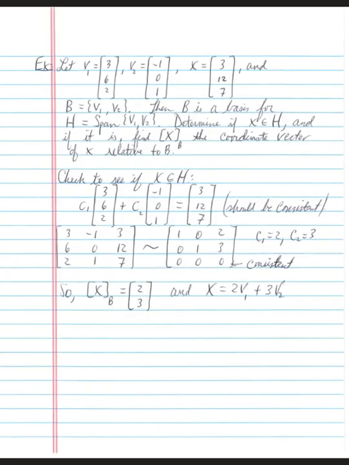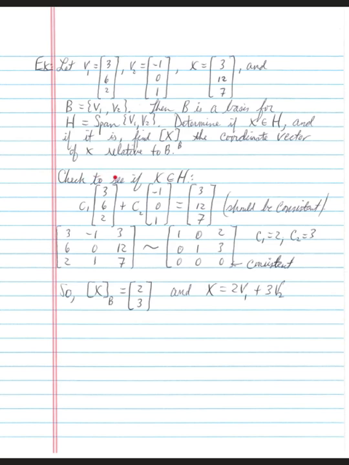Let V1 equal 3, 6, 2, V2 equal negative 1, 0, 1, and vector X be 3, 12, 7. B is going to be the set of the first two vectors, V1 and V2. Then we can say B is a basis for H, which is the span of these two vectors. Determine if X is in that span. If it is, we're going to find X sub B, the coordinate vector of X relative to B.